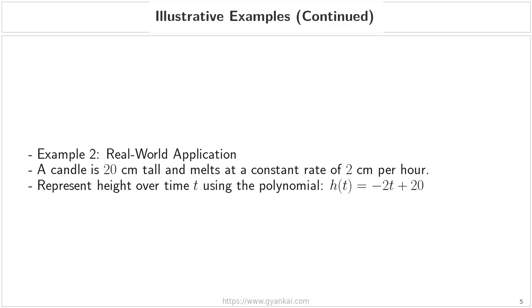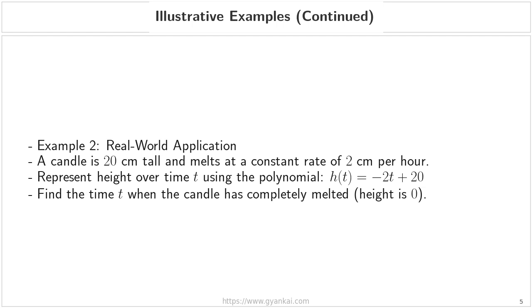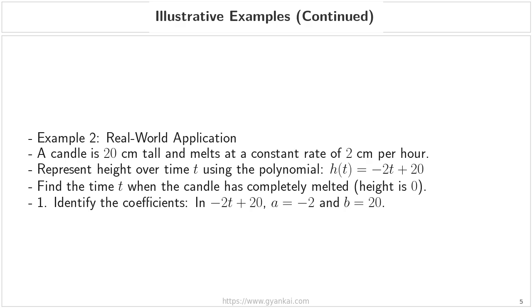We can actually represent the height of this candle using a linear polynomial, where t represents the time in hours. Our polynomial, which we'll call h of t, is equal to -2t plus 20. Notice how the negative sign represents the decrease in height. Our goal here is to find the specific time, t, when the candle has completely melted. In mathematical terms, this means we are looking for the 0 of our polynomial, the exact moment when the height becomes 0. Let's walk through the solution step by step.